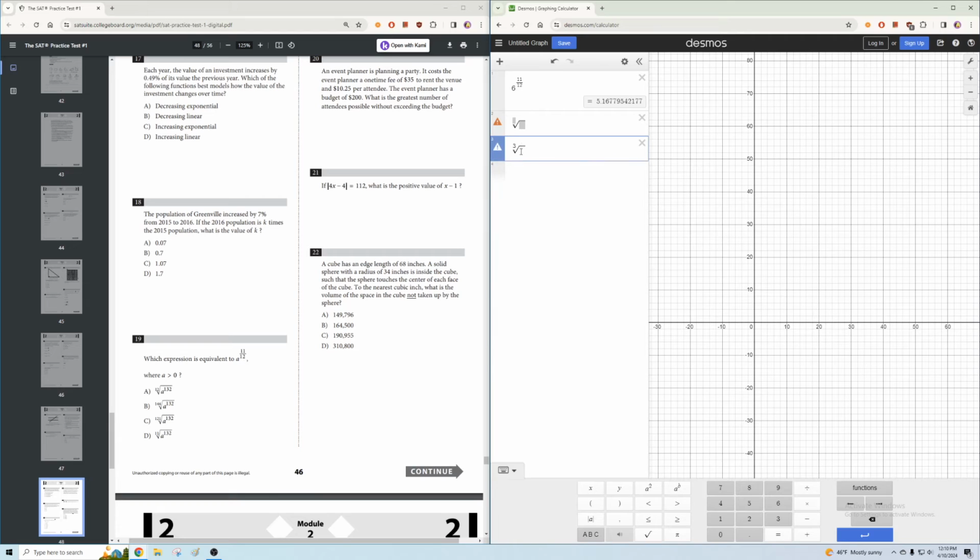CBRT is cube root. And actually, you can probably just even change it from here. But if you type in nth root, you can actually just get access to the radical that way. But anyway, so I'm going to go ahead and just type in a few of these choices here.